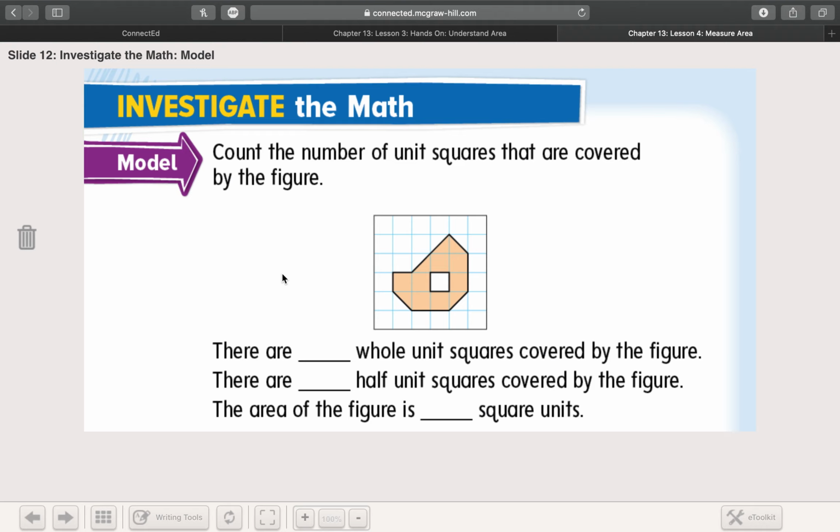Okay, so today we're going to continue to talk about area, but it's going to get a little bit trickier, as it always does, because our brains are growing and we need to challenge them. So now we have shapes that are much more complex than our simple rectangles.